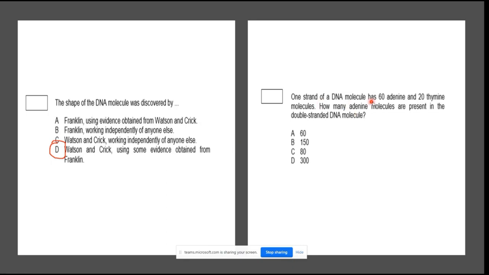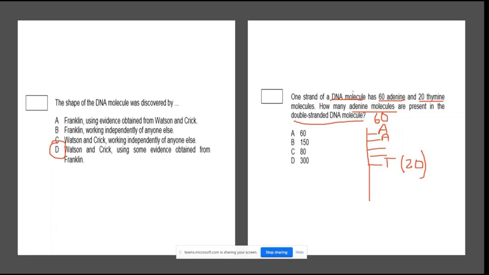Right, if we look at the next one, let me just get my pointer here again. One strand of DNA has 60 adenine. Let me just underline with my pen. So it's DNA. And we know DNA is a double strand. So there's 60 adenine in the one strand and 20 thymine in the one strand. So if this is my one strand, I have 60 adenine nitrogen bases. I'm not going to put down 60, but there's 60 of them. Let's just put there 60 adenine. And in this one strand, I have 20 thymine. How many adenine are present in the double-stranded DNA?